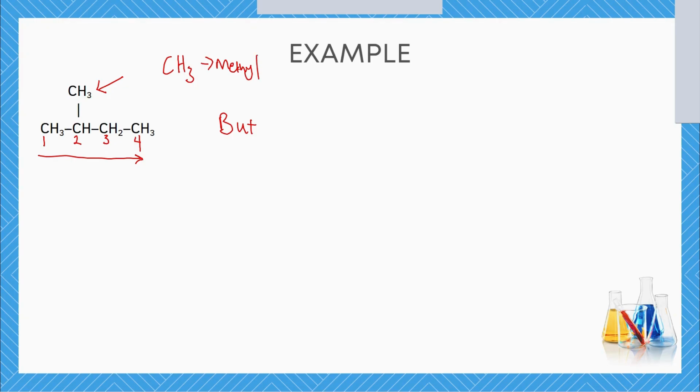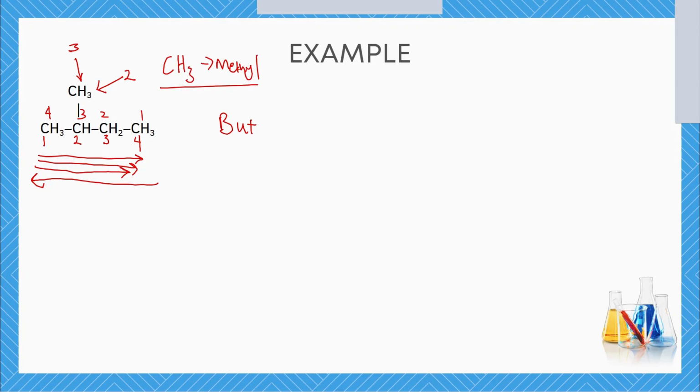Now, before we go with this counting pattern, it is important to know whether it is the part that is closest to the nearest end. Here is what we mean. We started counting from the left to the right, and this methyl was placed on carbon number 2. If we start counting from the right to the left, this methyl over here will have the number 3. This will be 1, 2, 3, 4. So we want to count in such a way that our methyl group will have the lowest number possible. So we have to count from left to right instead of counting from right to left.